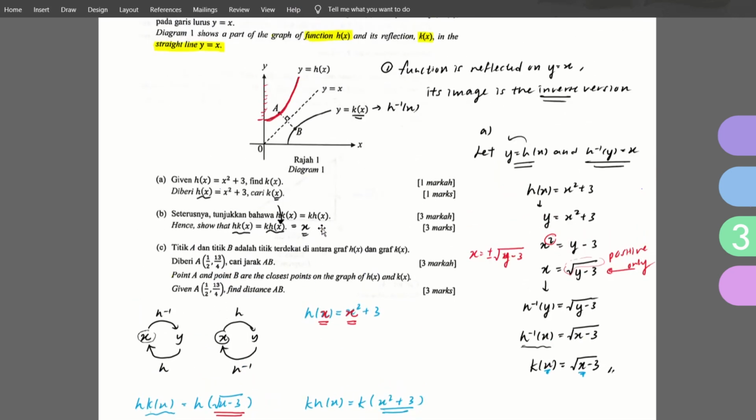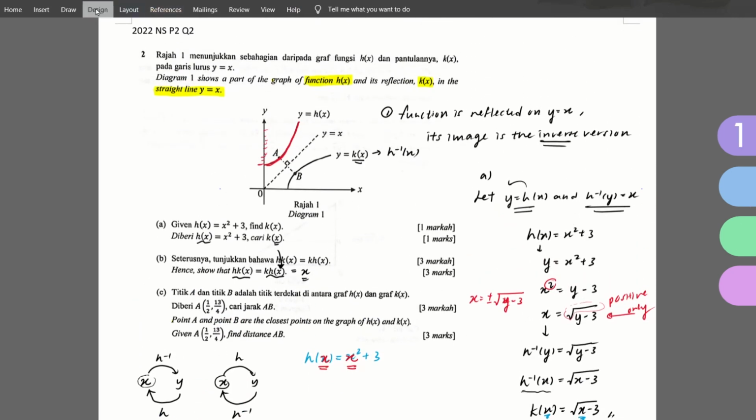Let's go to part C and highlight some important parts. It says that point A and point B are the closest points from h of x and k of x to this line. Now we are trying to find the distance from A to B. They've given us the coordinates of A, so the question now is, what are the coordinates of B?